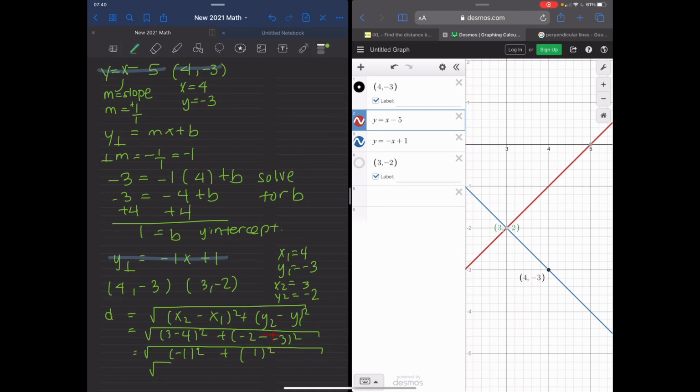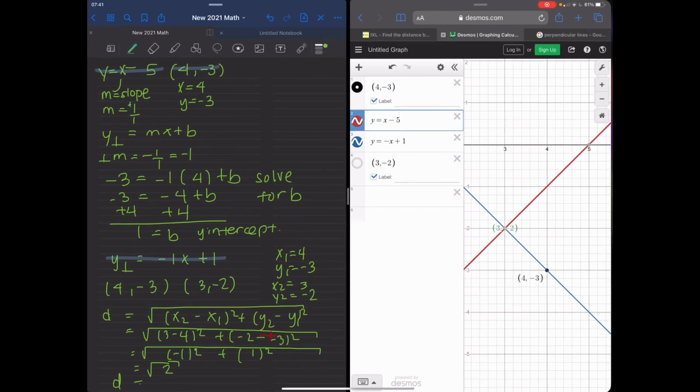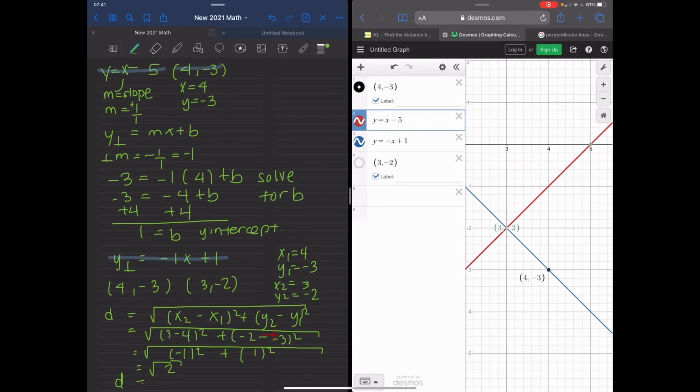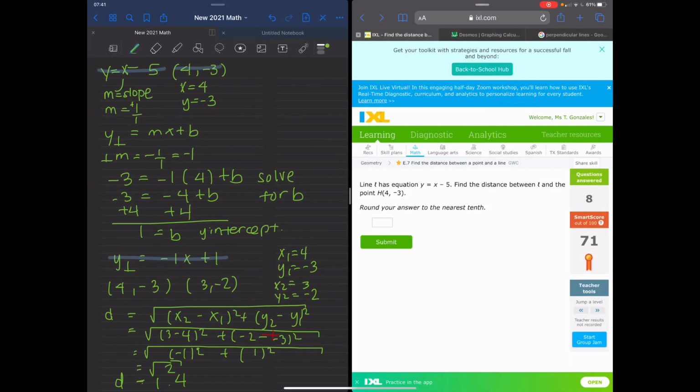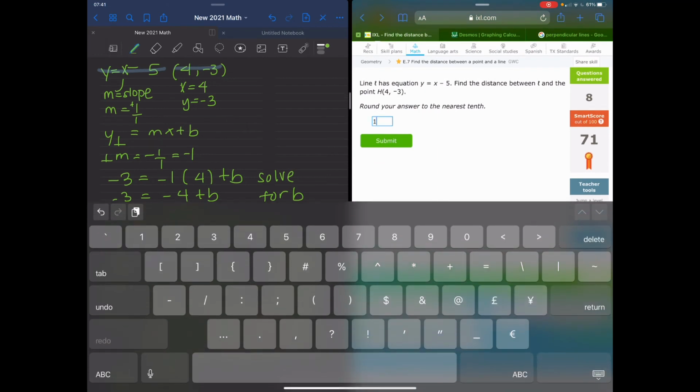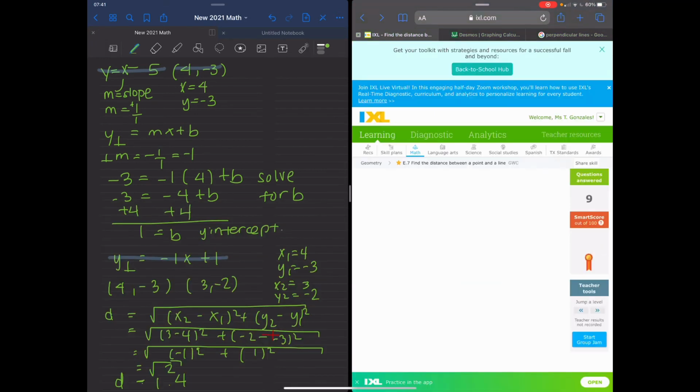So then I get 1 plus 1, which equals 2. And so as a decimal, I'm going to get 1.4, I believe, which is the equivalent of the square root of 2. So let's see what happens when I put that in the cell. 1.4. All right, I'm at a 75 and I have one more left.